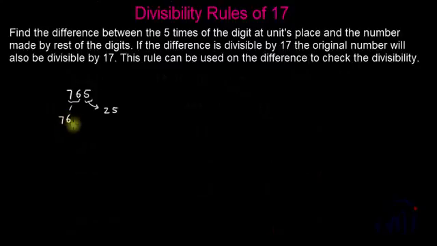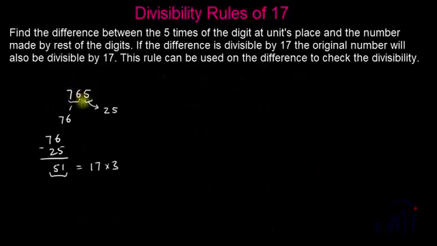If I find the difference, 76 minus 25 gives us 6 minus 5 is 1, 7 minus 2 is 5, 51. 51 is 17 multiplied by 3. So 51 is divisible by 17, and that is why 765 will also be divisible by 17.